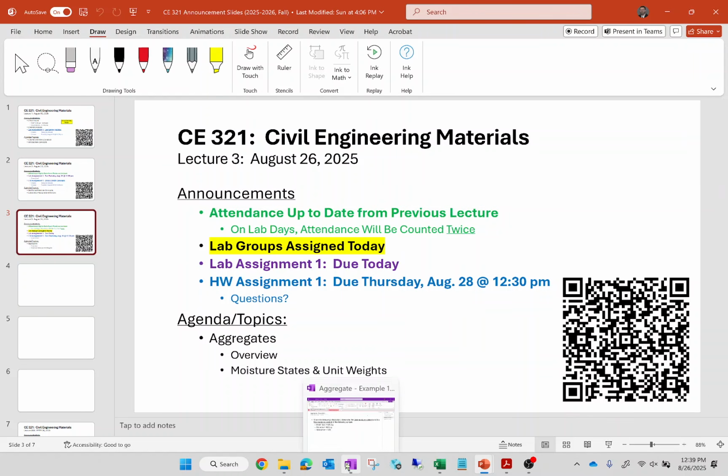Okay, everybody good? All right, I will say, by the way, if you pull up Blackboard now, you'll see a section on aggregates, and there is oodles of stuff in that section of aggregates.